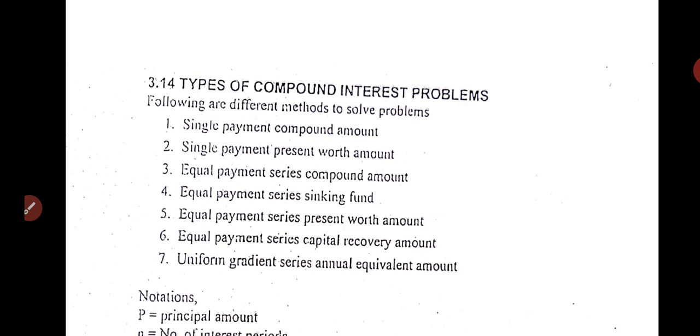Now equal payment series compound amount is: now that I have got some money, suppose 1 lakh rupees I want to invest every year, for 10 years. And suppose the bank gives me some 10% interest rate. So what will be the maturity value of my money after 10 years at the rate of 10% interest? This is like when we keep an RD, recurring deposit, in our bank. Na?